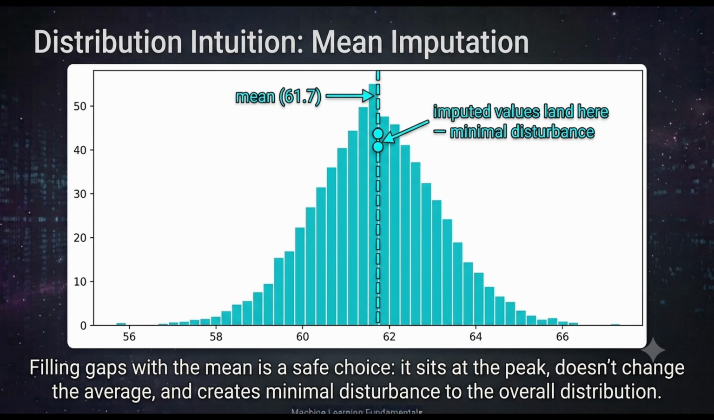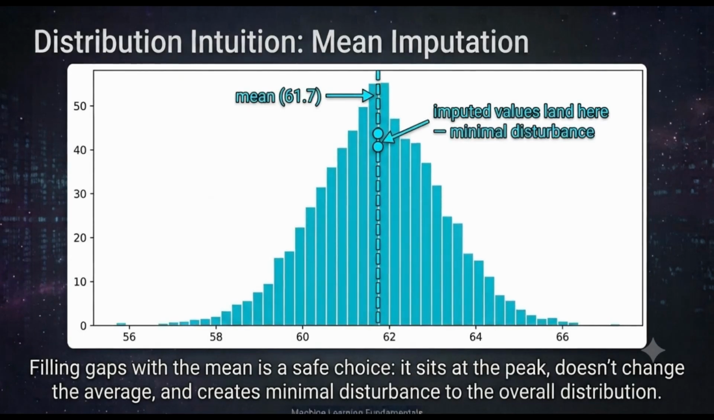The thing to internalize here is why the mean is a reasonable filler. By using the average, you're inserting a value that doesn't push the column up or down. It sits right in the middle of what's already there, so it disturbs the overall distribution as little as possible. That's the entire intuition behind mean imputation.